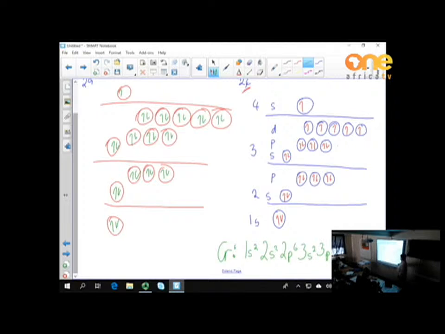For this, maybe 2 marks. All right? It's not all that difficult. No, it's not that difficult. It's just something new.